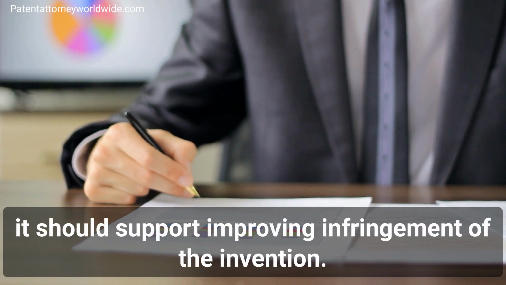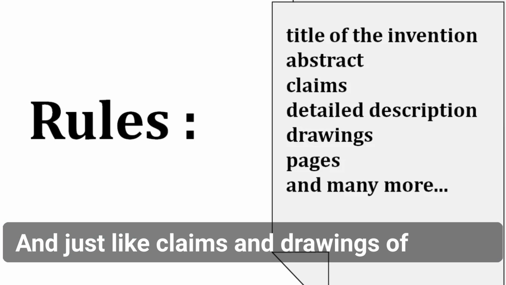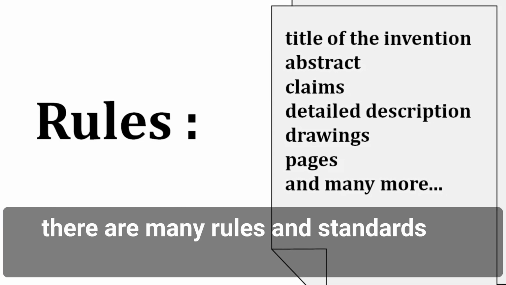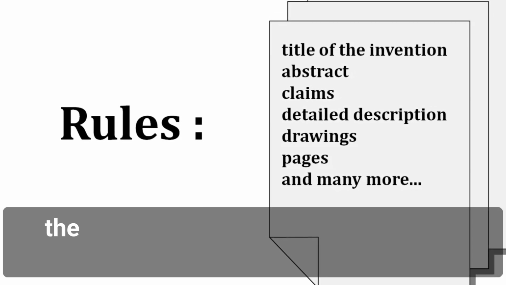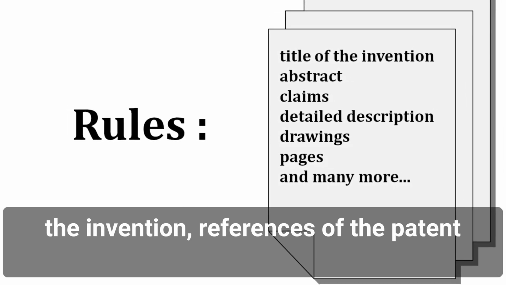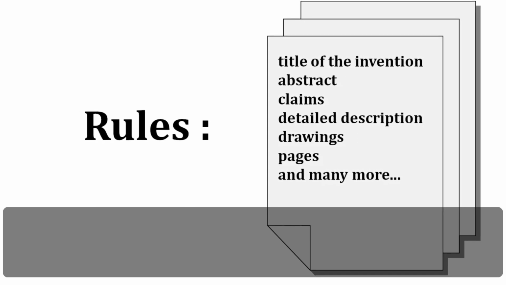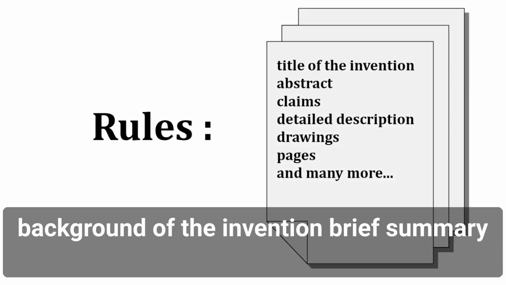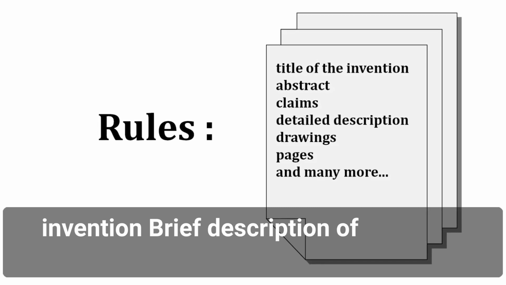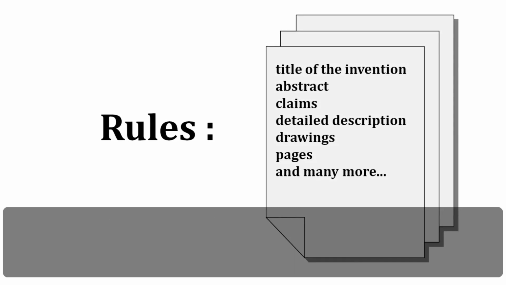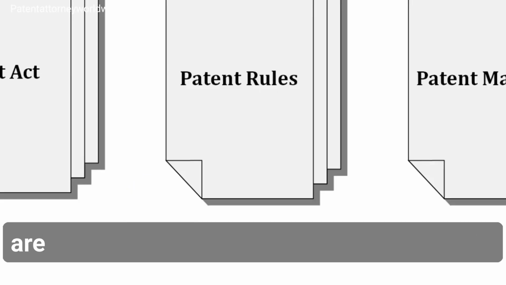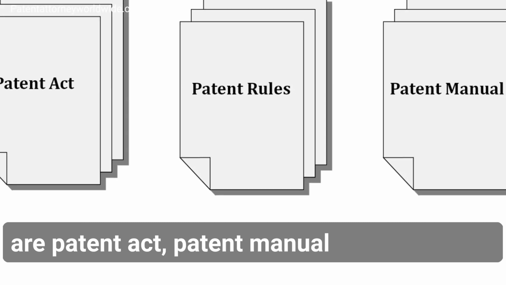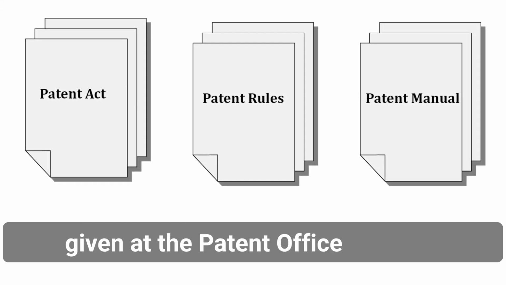And just like the claims and drawings of a patent, there are many rules and standards for writing other parts of the patent specification like the title of the invention, references of the patent application, abstract, background of the invention, brief summary of the invention, brief description of drawings, detailed description of the invention, etc. For more information on these topics, some of the documents that you may wish to read are the Patent Act, Patent Manual, or patent rules given on the Patent Office website.